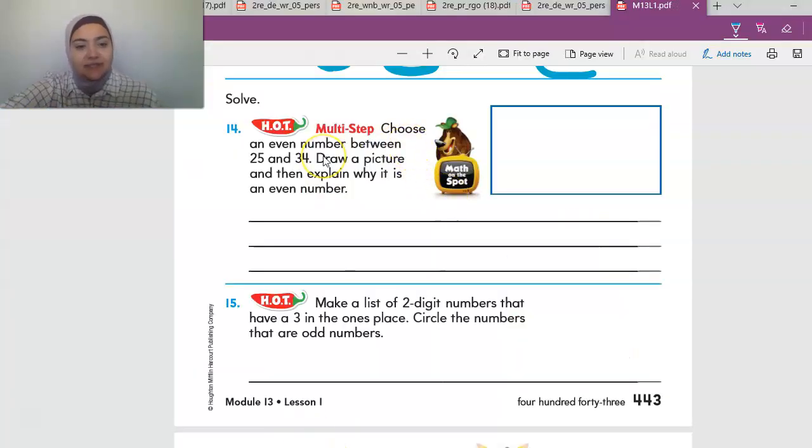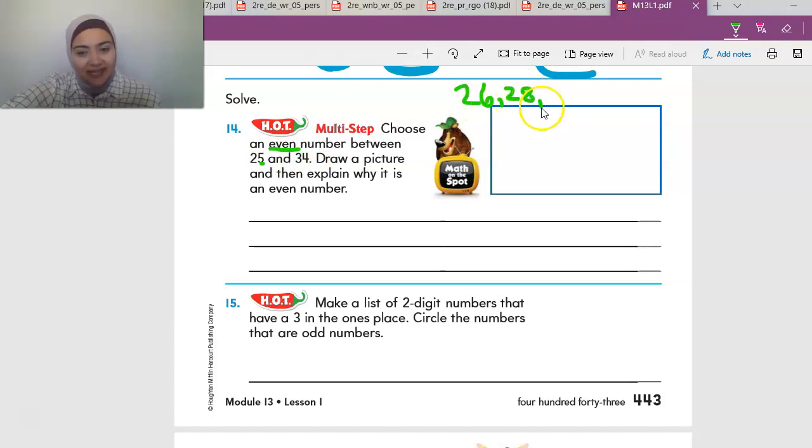So it says choose an even number between 25 and 34. So any even number between 25 and 34. Draw a picture and explain why it is an even number. So 25 is an odd number because 5 is odd. What if we choose 26? Is that even? Yes, because 6 is even, so 26 could be one of your possibilities. How about 27? Is 27 even or odd? Well, if 26 is even, then 27 is odd. So can we choose that? No. How about 28? Yes, because 28 is even.